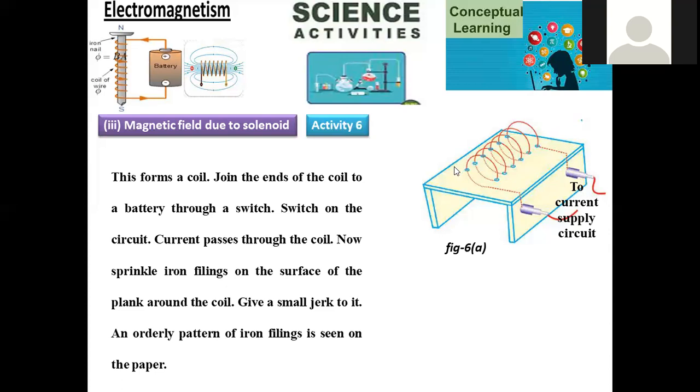So whenever those iron filings are near this copper wire, they are not arranged in a random manner. Rather, they are arranged in a regular manner. What could be the reason? Here, whenever current passes through this spiral wiring, you may say helical wiring, it generates a magnetic field. Whenever a magnetic field is generated, the iron filings are near to it.